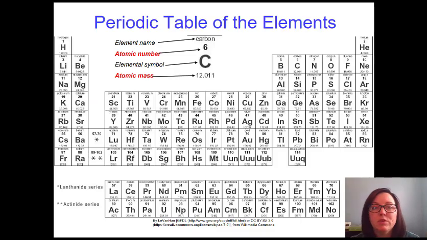So this is a periodic table of elements. You've probably seen this before. It lists all the known elements and it gives us information about those elements. In this periodic table, we see elemental symbols like C for carbon, atomic number like 6 for carbon, and the average atomic mass of all the known versions of carbon, which is 12.011 Daltons, or atomic mass units. And this table also gives us the element name.